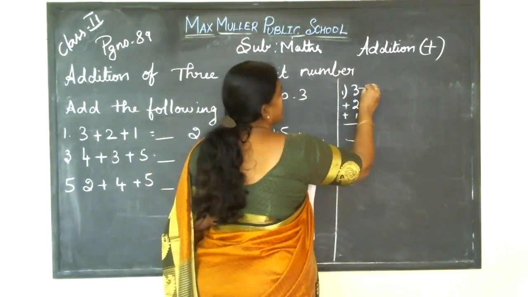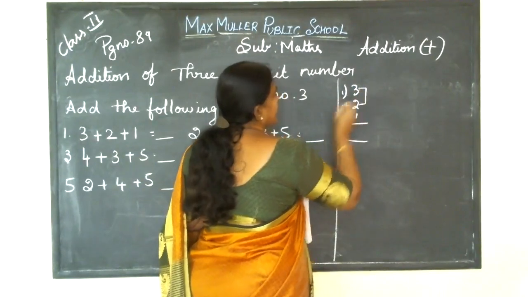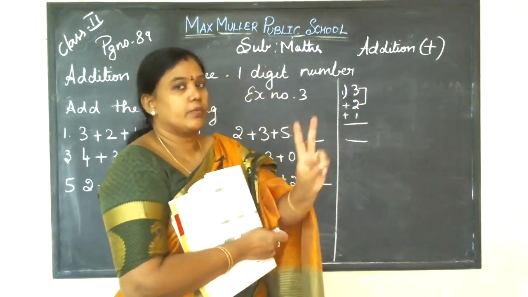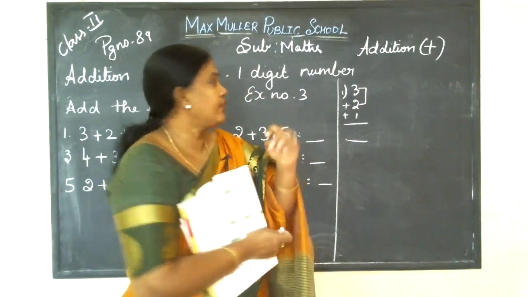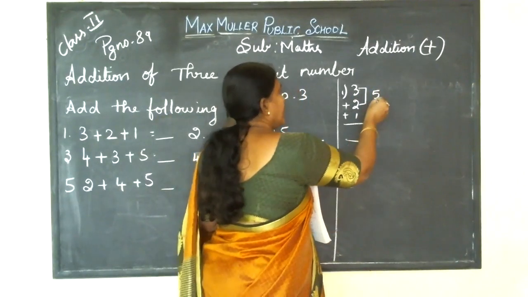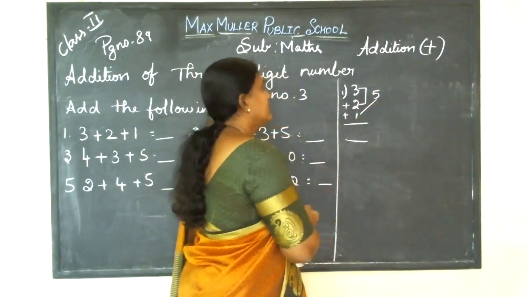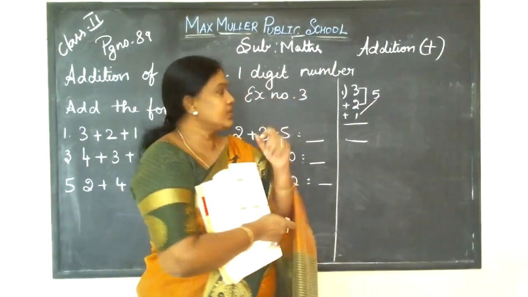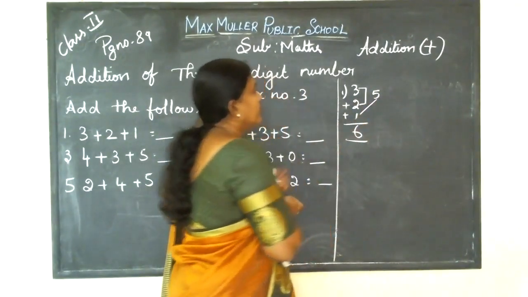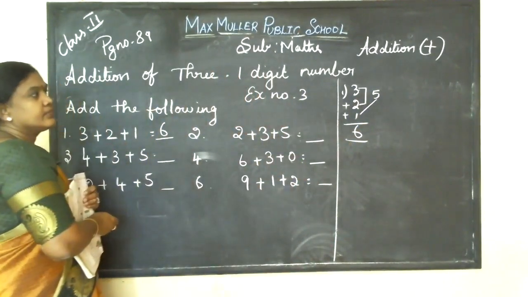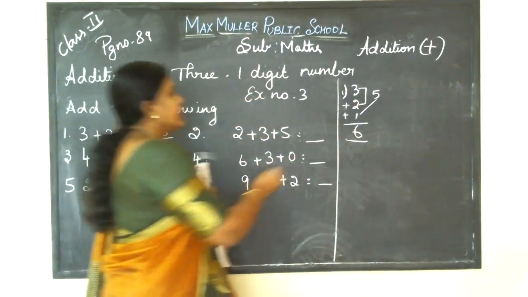3 plus 2. First you take the first and second number. 3 plus 2, 3 in the mind, 2 on my finger. After 3: 4, 5. 3 plus 2, how much? 5. 5 plus 1. See, 5 in the mind, 1 on my finger. After 5: 6. What is the answer, children, here? 6. You write here 6. Now 4 plus the second one.